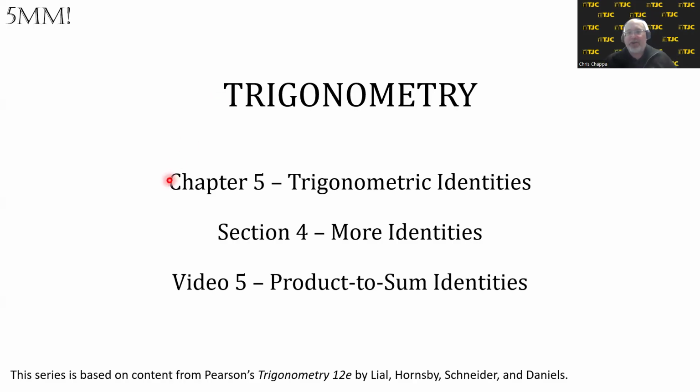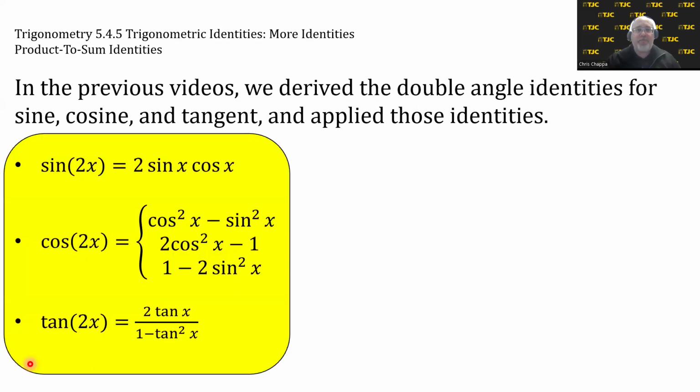Trigonometry, Chapter 5, Trigonometric Identities, Section 4, More Identities, Video 5, Product to Sum Identities. This series is based on content from Pearson's Trigonometry 12th edition by Lial, Hornsby, Schneider, and Daniels.